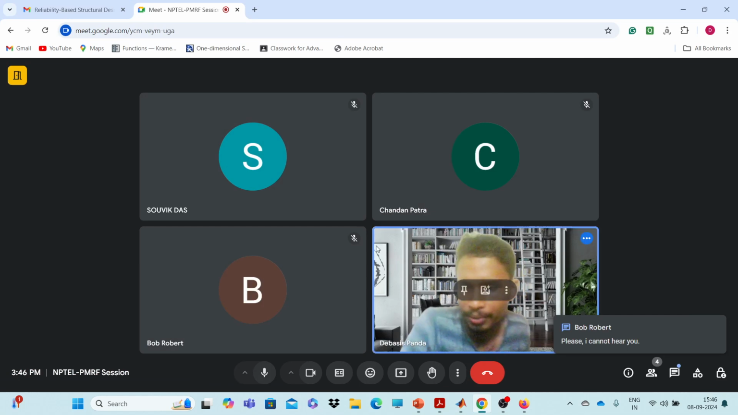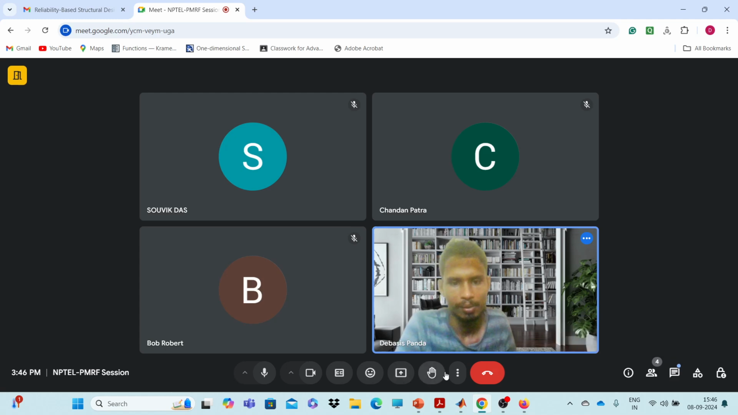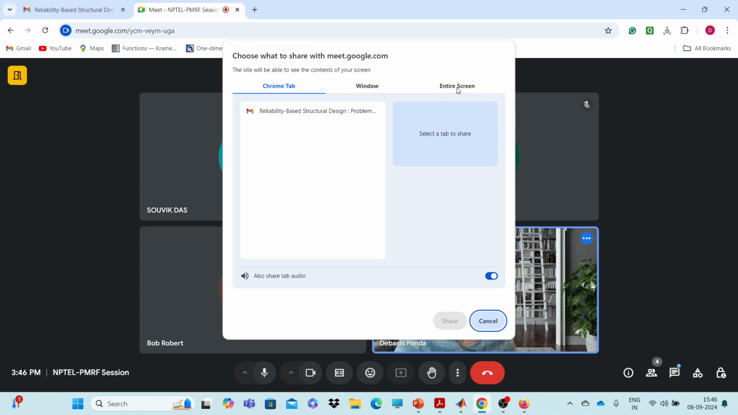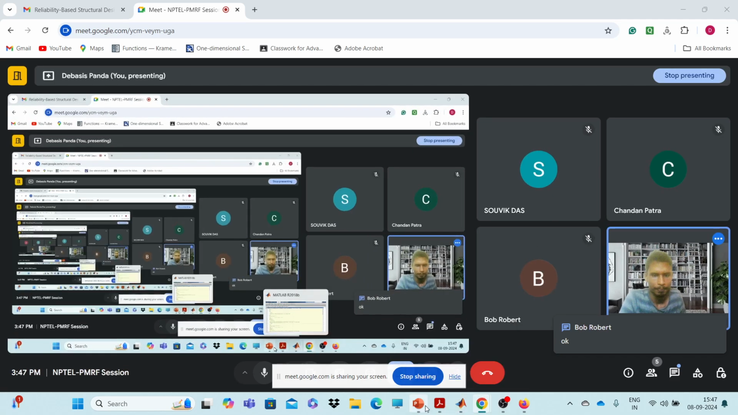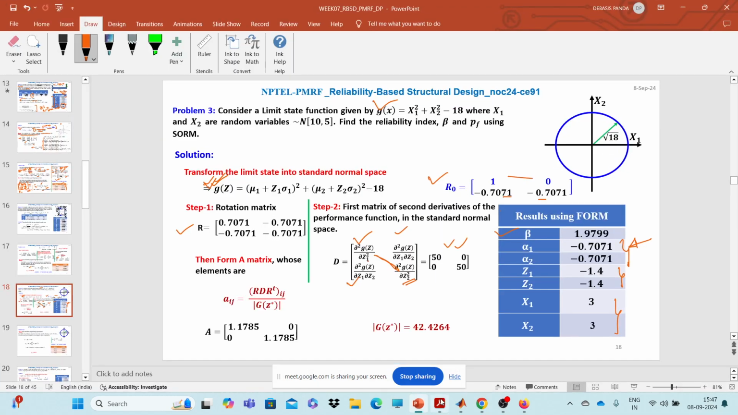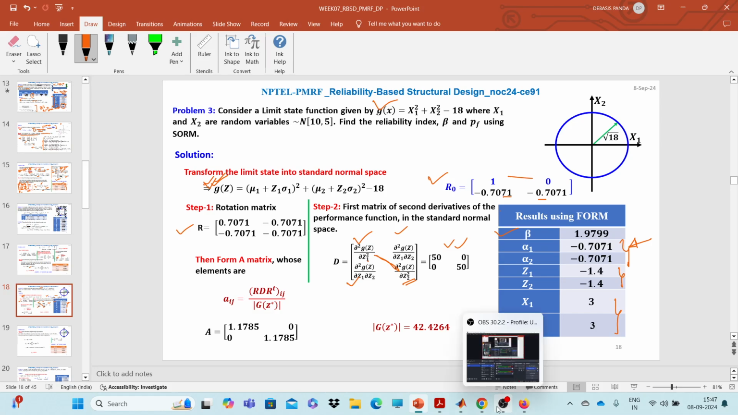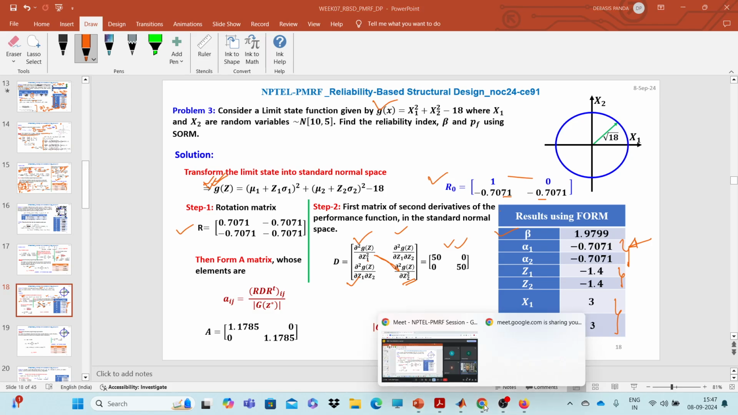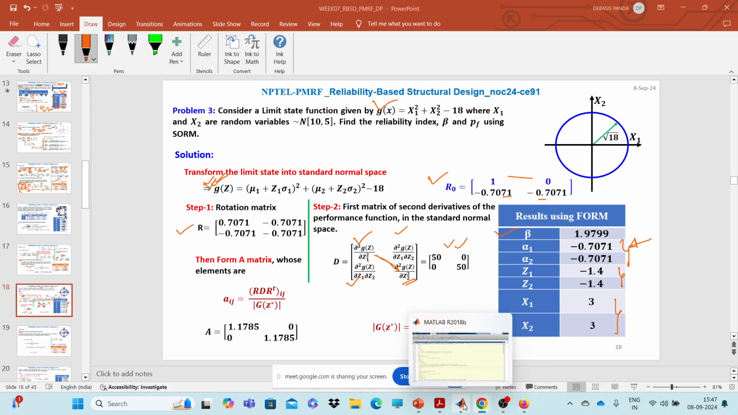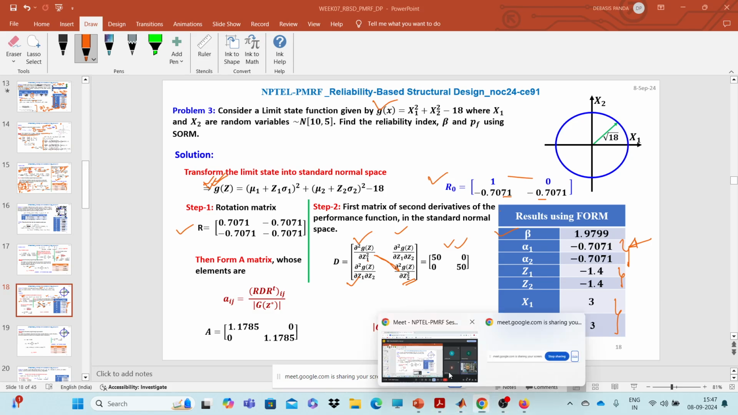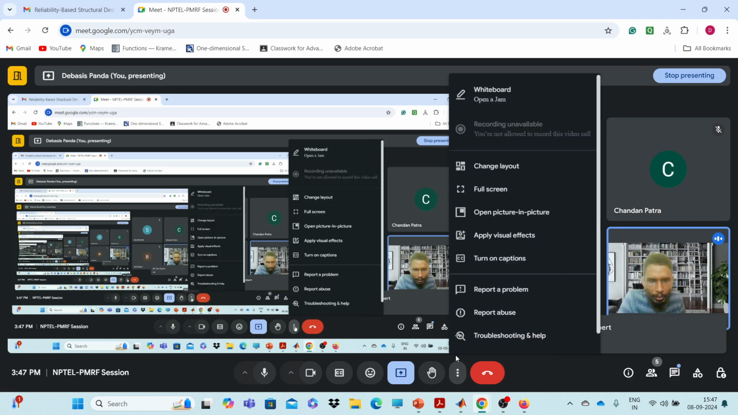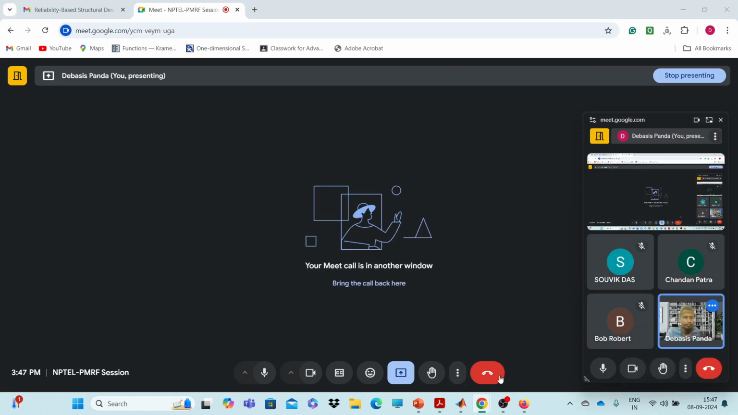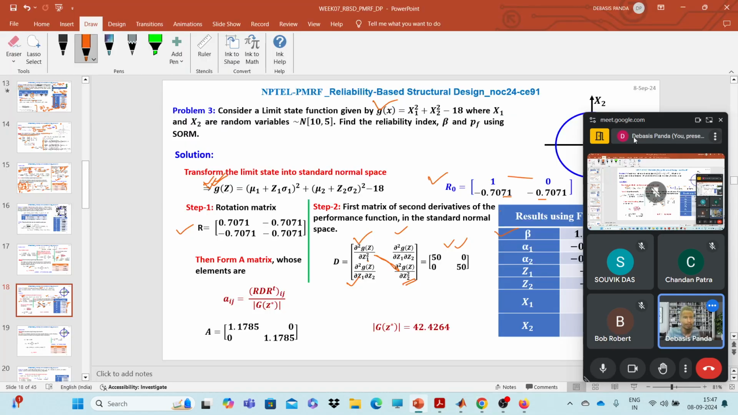Actually, I lost the connection. It is raining outside, and suddenly the power tripped. So that's why I lost the connection. Now I hope I am audible, right? Can someone confirm? Okay. Let me go to picture in picture mode, then I will start.